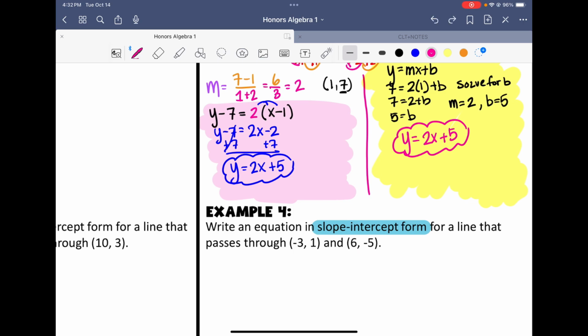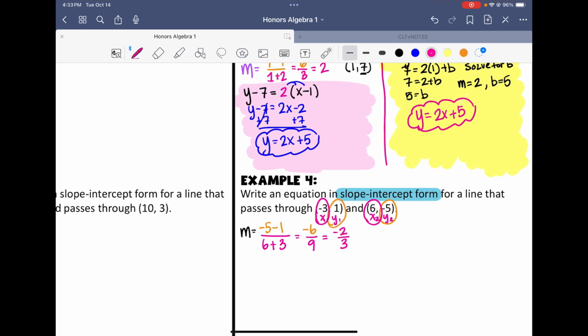All right, let's see how you guys did. This is my x1, y1. This is my x2, y2. The slope for this problem is going to be y2, negative 5, minus y1, which is 1, over x2, which is 6, minus a negative 3, which makes it a plus 3. So this is going to become negative 6 over 9, simplified, that becomes negative 2/3.